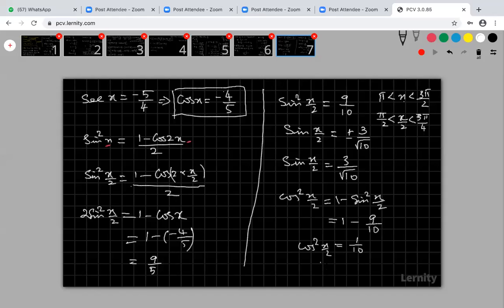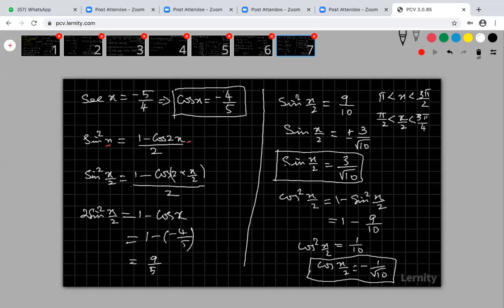What is my cos x by 2? My cos x by 2 is plus or minus 1 by root 10. But I will get only minus 1 by root 10. Why? x by 2 belongs to the second quadrant, and when x by 2 belongs to the second quadrant, the cos value will be negative, not positive. So this is my sin x by 2, this is my cos x by 2.